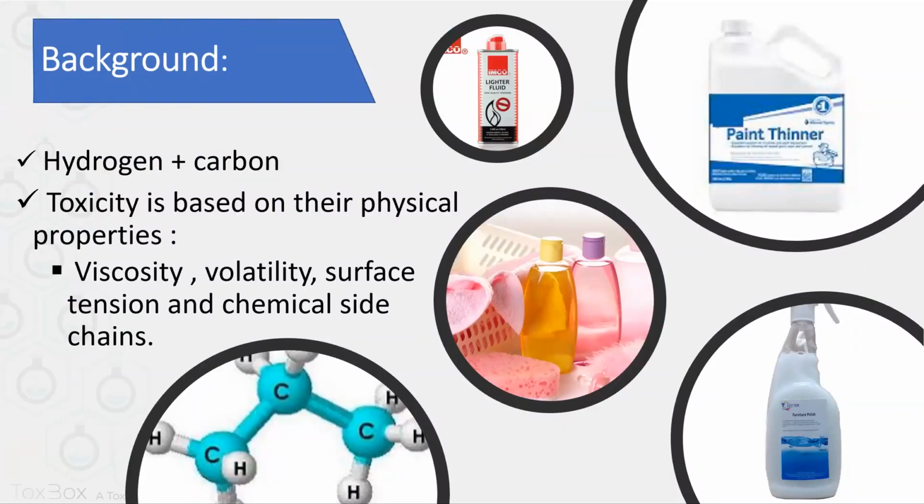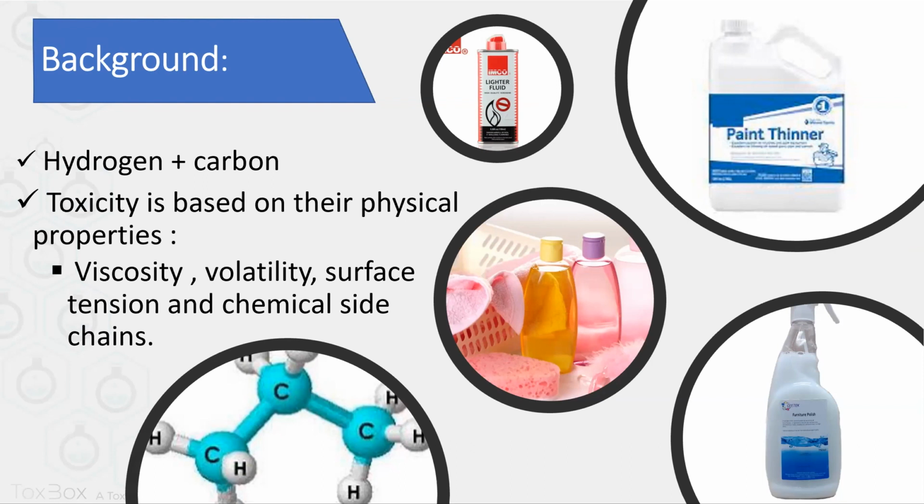So hydrocarbons are a diverse group of organic compounds which contain hydrogen and carbon. And as I said, there are so many hydrocarbon components around us. For example, as you can see here, the lighter fluid contains hydrocarbon. We have also the baby oil, which contains mineral oil, which is a diluted hydrocarbon. We have also furniture polish.